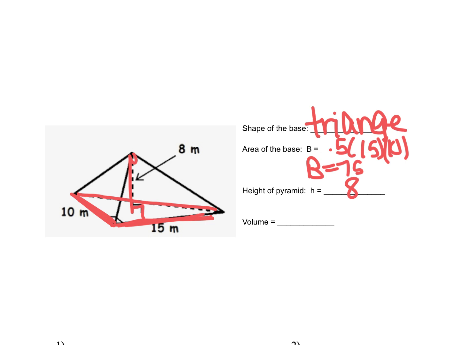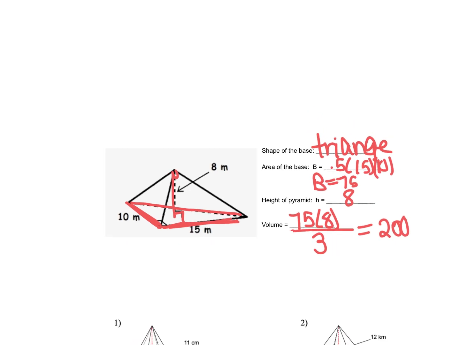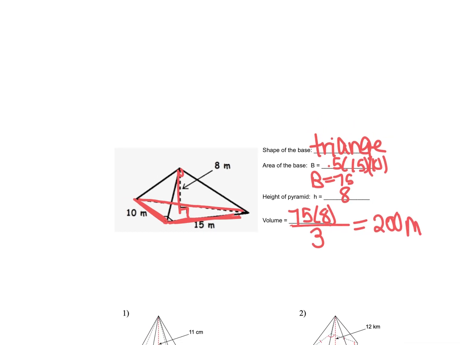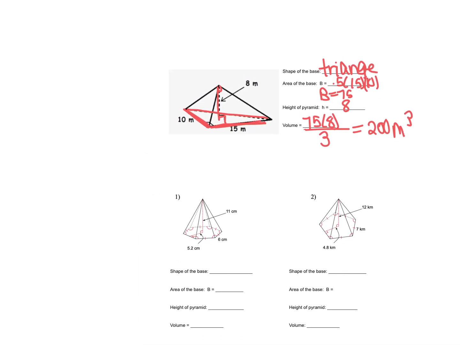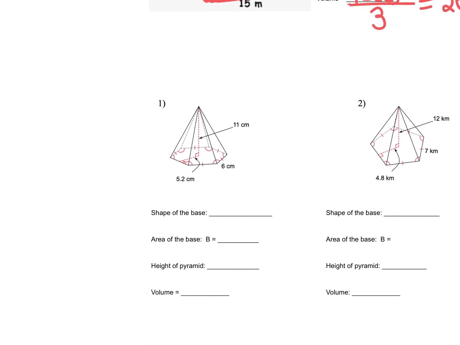And so our volume is our area of our base times our height divided by 3. And when we put that into our calculator, 75 times 8 divided by 3, we get 200. And again, not to forget our labels, meters cubed. Okay, let's just look at a couple more here that have different shapes for our base.